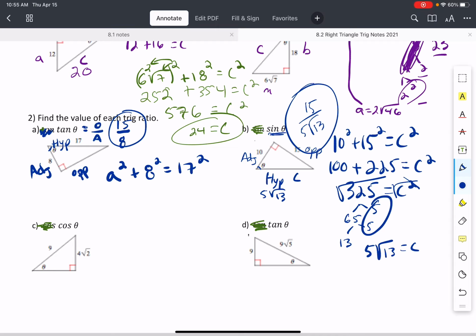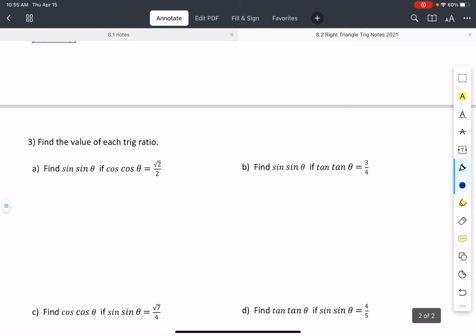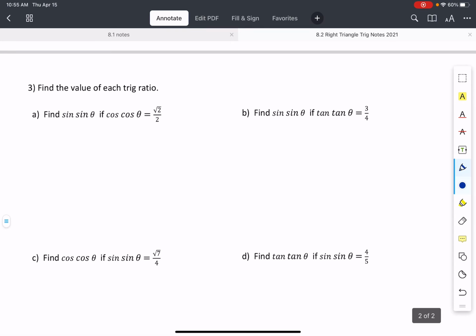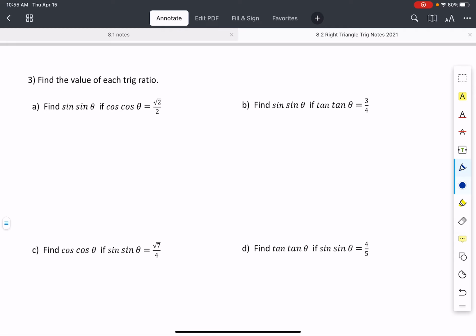Questions before we do our last thing for today? Okay, I think we're okay on C and D. You guys are doing pretty good. Let's go to the next page. Yeah, there's more. We're almost done though, okay?